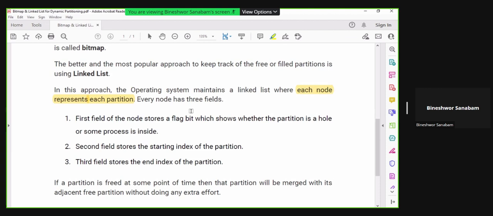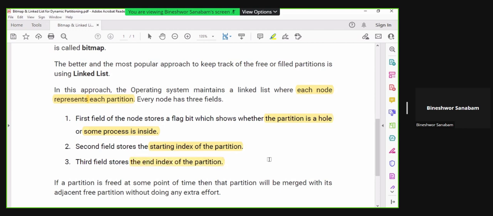The first one shows whether the partition is allocated to some process or is free. You may find the term hole. When we say hole, it means that the partition is free, no process is in that partition, and it's available for use by any process. The second field is going to store the starting index of the partition, and the third field is going to store the end index of the partition.